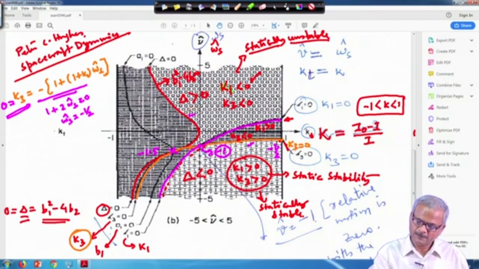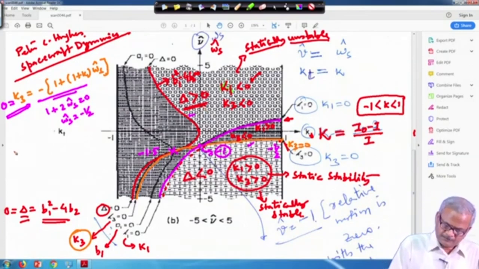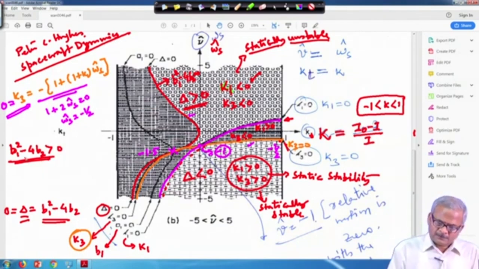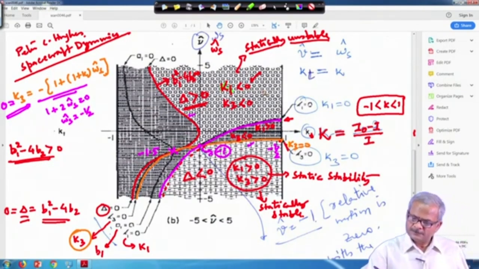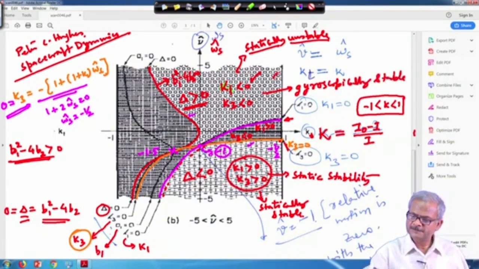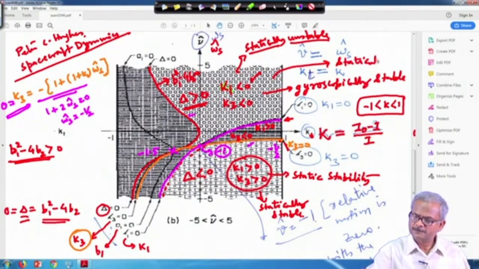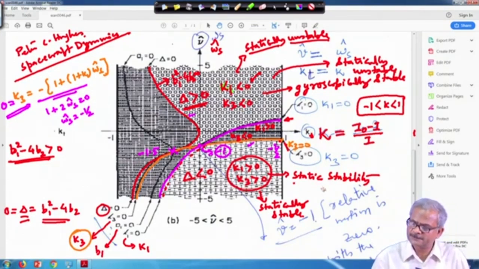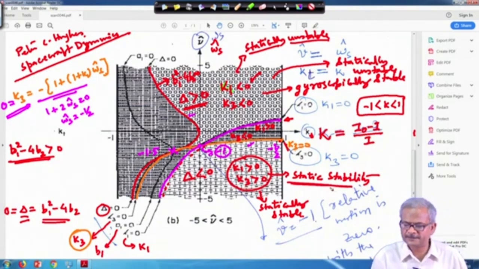However, this delta is greater than 0, and this delta greater than 0 means b1 square minus 4 b2, this quantity is greater than 0. So, if this quantity is greater than 0, this region becomes gyroscopically stable. While this is statically unstable, because k1 and k3 both are less than 0 in this range, and here k1 and k3 are greater than 0. So, therefore, for the static stability, we can say that the system is statically stable as per our earlier discussion.